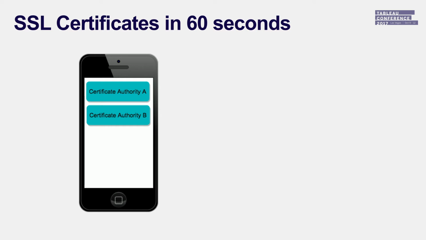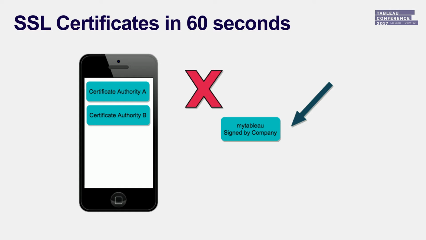Now, what often happens in a corporate environment is you have what's called a self-signed certificate, something that you have created yourself. You didn't want to go out and buy a certificate from an authority, but you can create your own internal one. Now, when the mobile app sees that, it says, I have no idea who that is. I'm not going to talk to you. Leave quickly. But you can get around this.